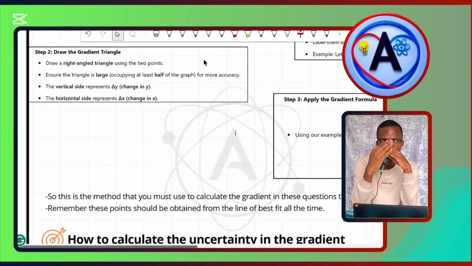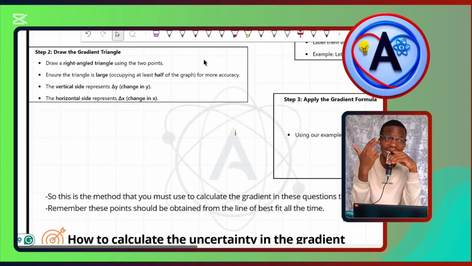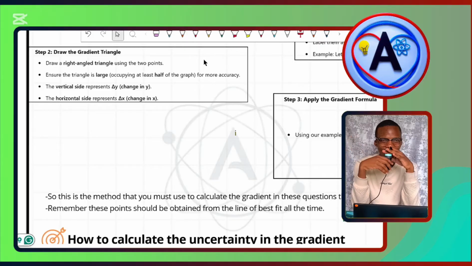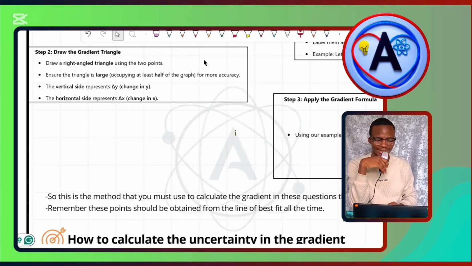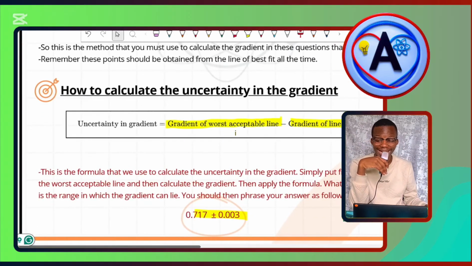Identify 2 points further apart, nearly half of the graph. That's number one. And then number two, just apply the gradient formula and you're done. Easy marks. And 3SF, please. Then you're going to be asked to calculate the uncertainty. Again, this is very easy. If you have notes, write this down.